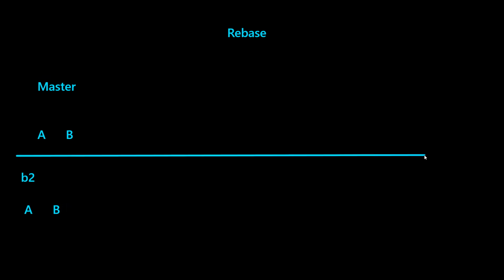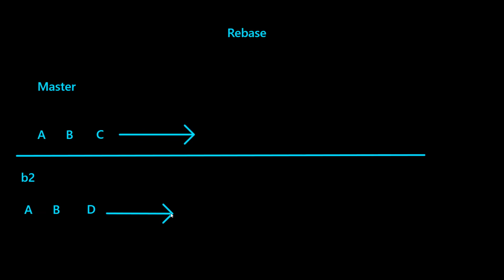So to understand rebase, let's take a scenario. Suppose there is a master branch. There were some commits, commit A, commit B. After I made two commits on master, I made a new branch called B2. So obviously I'll get commit A, commit B. From now onwards, they are two parallel entities. Development is happening in parallel. Here they made a commit called commit C, and here they made some commit D. It was good, everything is fine.